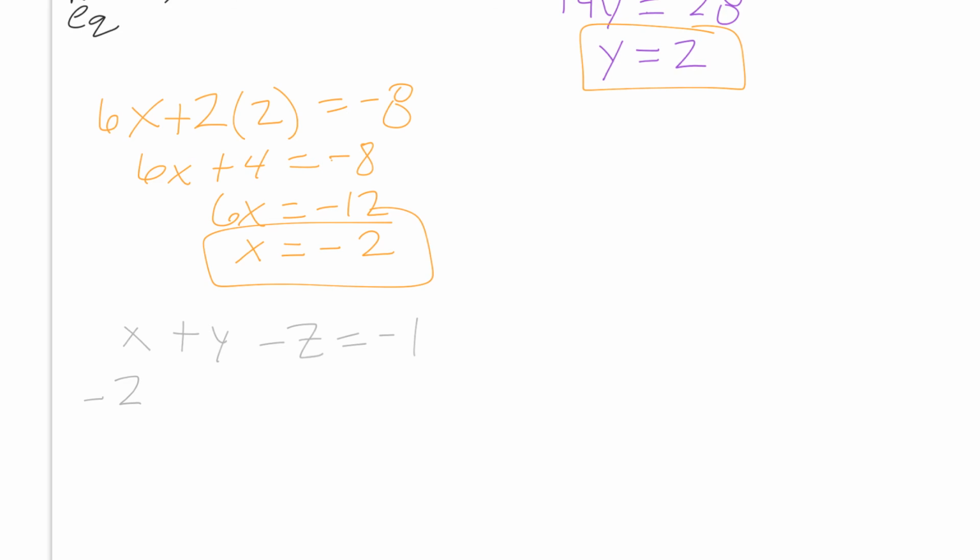Negative 2 plus 2 minus z equals negative 1. Well, negative 2 plus 2 is 0, so I'm left with negative z equal to negative 1. And if I divide both sides by negative 1, I get z to be positive 1. So that's my answer. My answer is y is 2, x is negative 2, and z is equal to 1. If you have any questions, please raise your hand and I will come around and help.